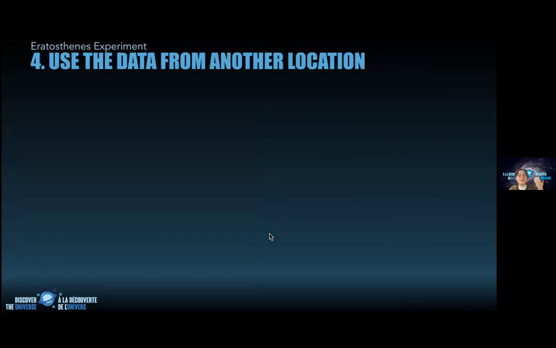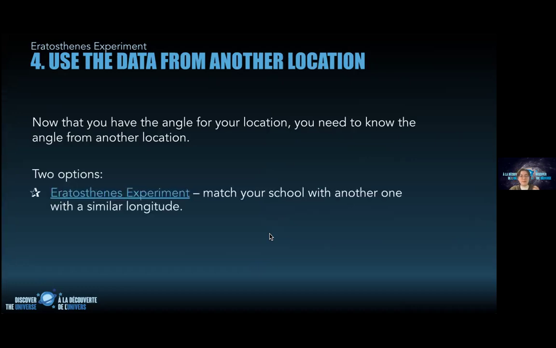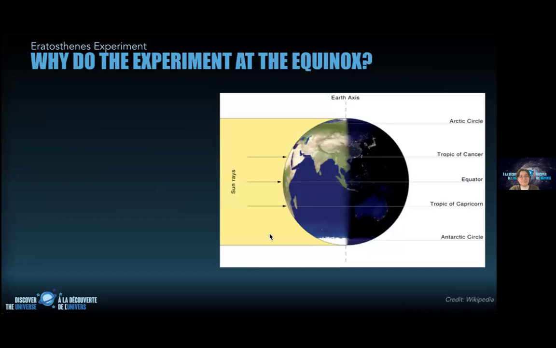Okay, then you'll want to use the data from another location, say you're collaborating or you're using the imaginary school at the equator. Once you have the angle for your location, you'll want the angle from another location. And so the two options, again, are collaborating through the Eratosthenes experiment to match with a school at a similar longitude, or again, use the imaginary school at the equator, and you use the value of 0 for their angle.